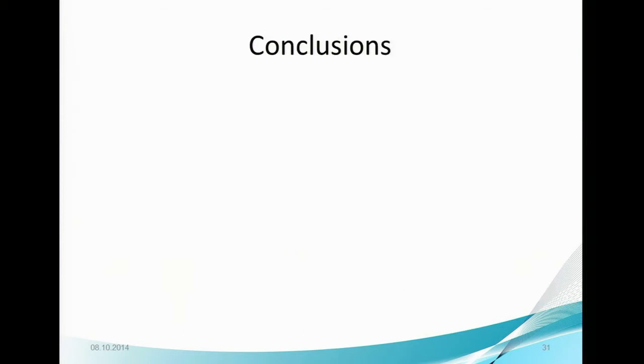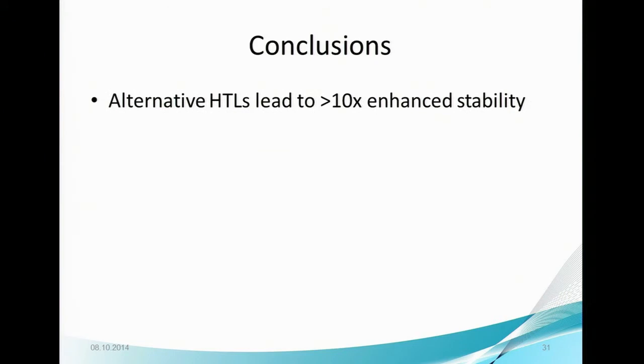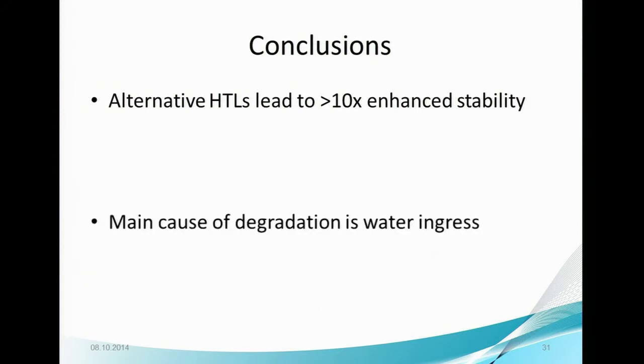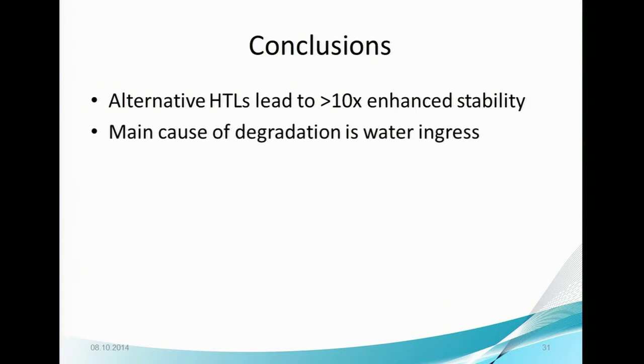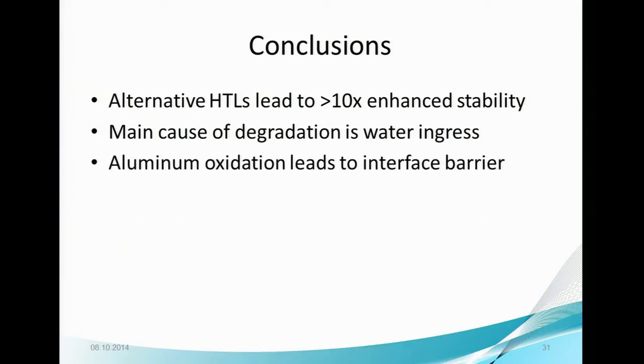Yeah, so I hope I could show you some interesting things. I showed you that with alternative hole transport layers you can enhance the stability of unencapsulated standard OPV devices. We confirmed in these conditions that the main cause of degradation is the water ingress, which leads finally to an aluminum oxide layer that can be modeled as an interface barrier.